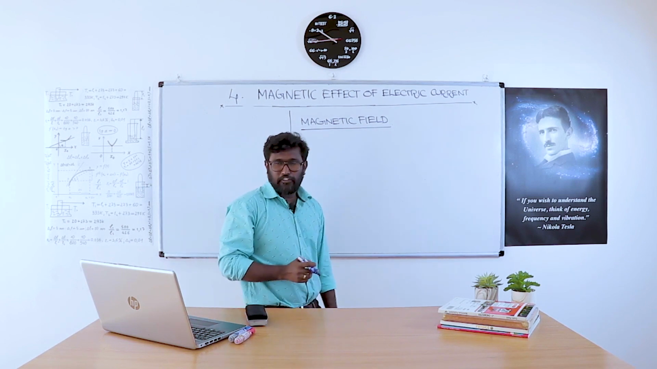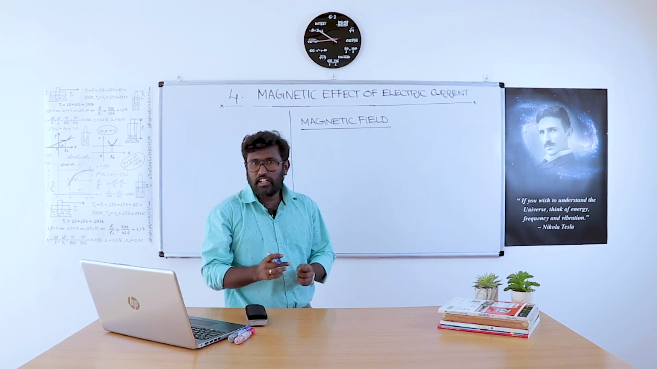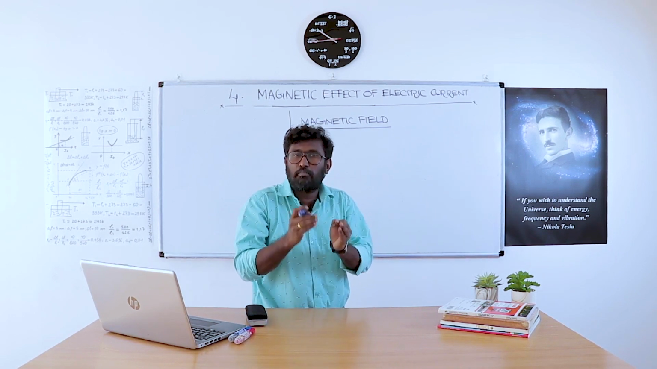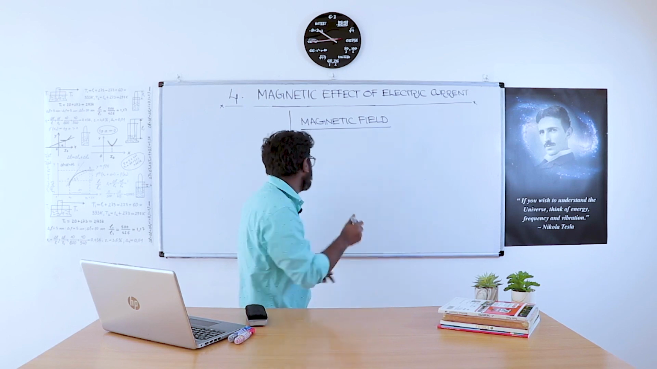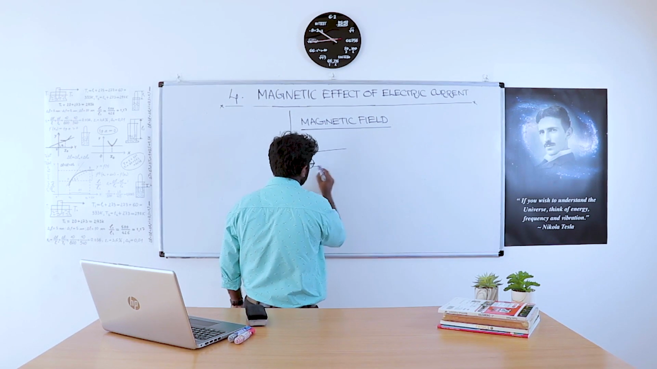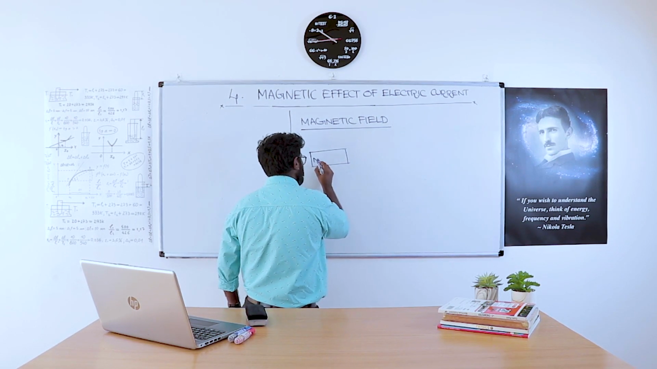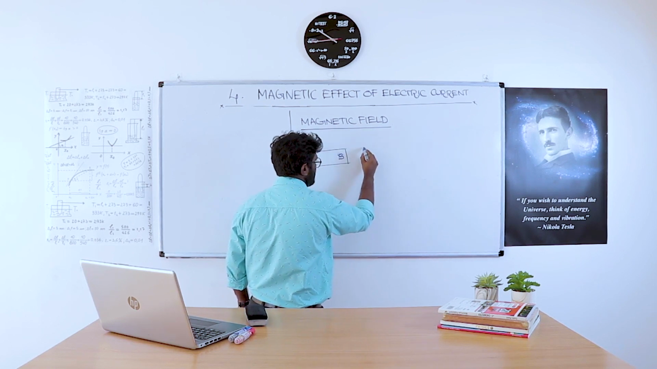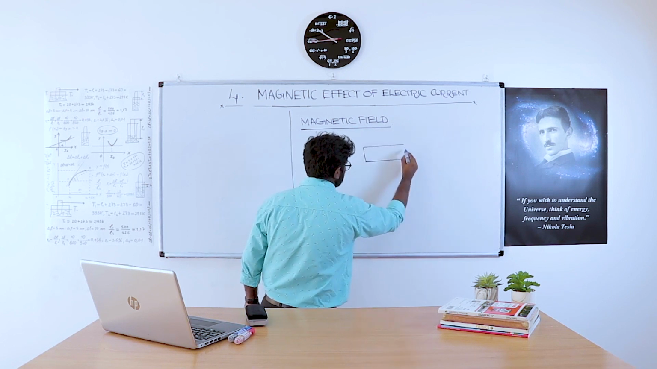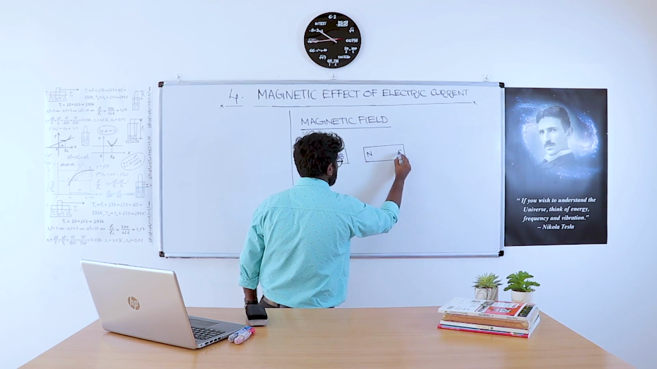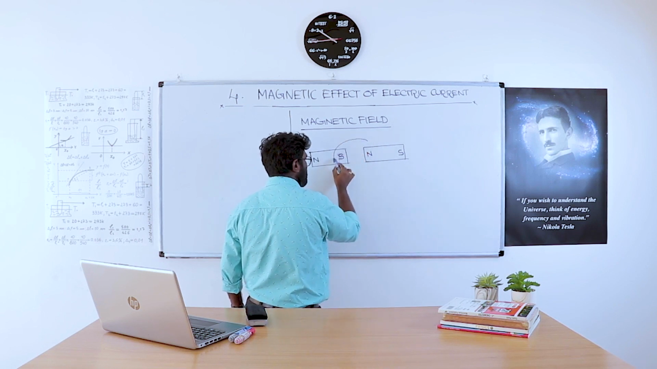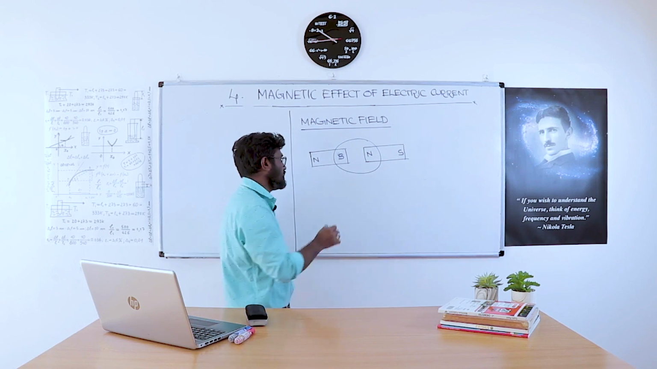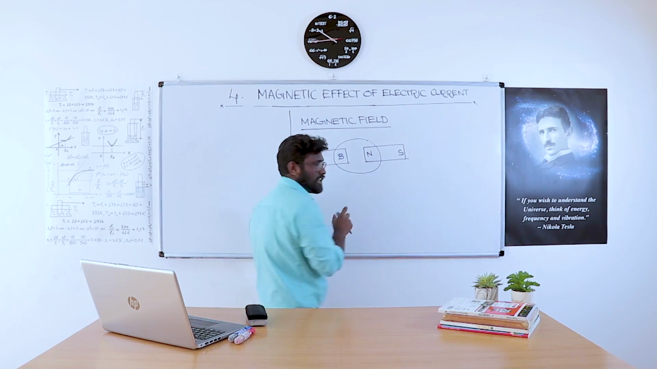What is meant by magnetic field? Magnetic field means the space around a magnet where the influence of the magnet or magnetic force can be felt. Here is a magnet. This is the north pole of the magnet and this is the south pole. And here is another magnet, with its north pole and south pole. As we all know, opposite poles of magnets attract each other. That means the south pole and north pole attract each other.